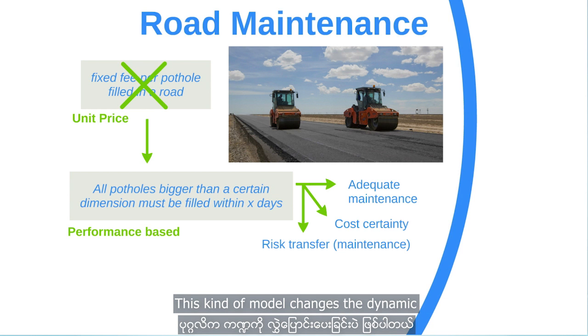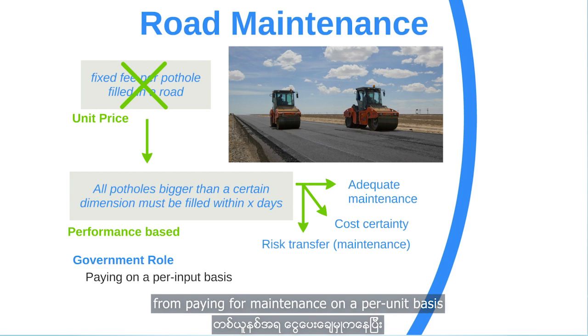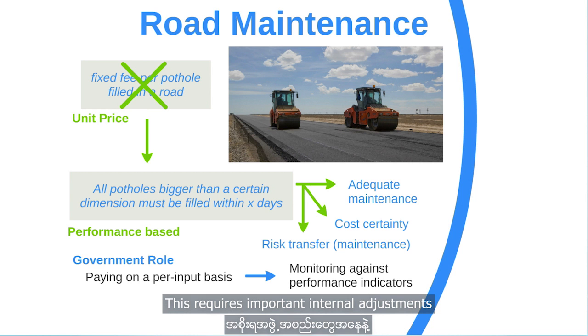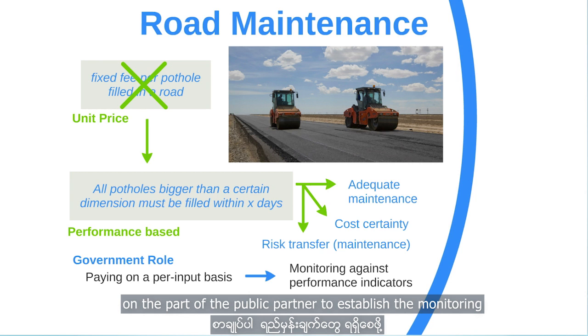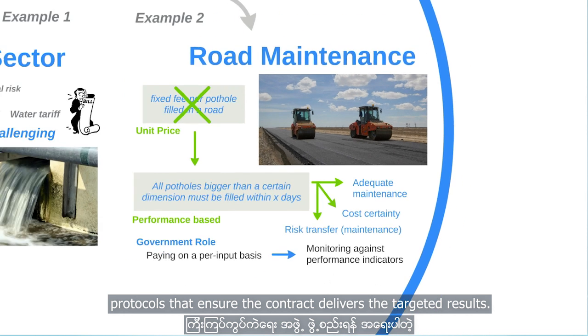This kind of model changes the dynamic of government involvement considerably, from paying for maintenance on a per-unit basis to monitoring asset performance based on set maintenance indicators. This requires important internal adjustments on the part of the public partner to establish the monitoring protocols that ensure the contract delivers the targeted results.